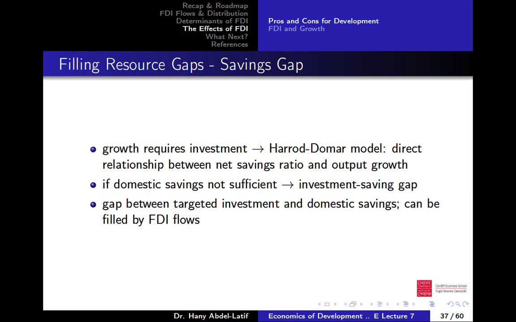One of the very basic models of growth, the Harrod-Domar model, shows that there's a direct relationship between the net savings ratio and output growth. So we understand that savings are important for investment and also for growth. If we don't have enough savings to cover these investments, then we have an investment-saving gap. FDI can help to fill this gap. So this is the first gap. As I said, there are several gaps, and FDI can help to fill them.